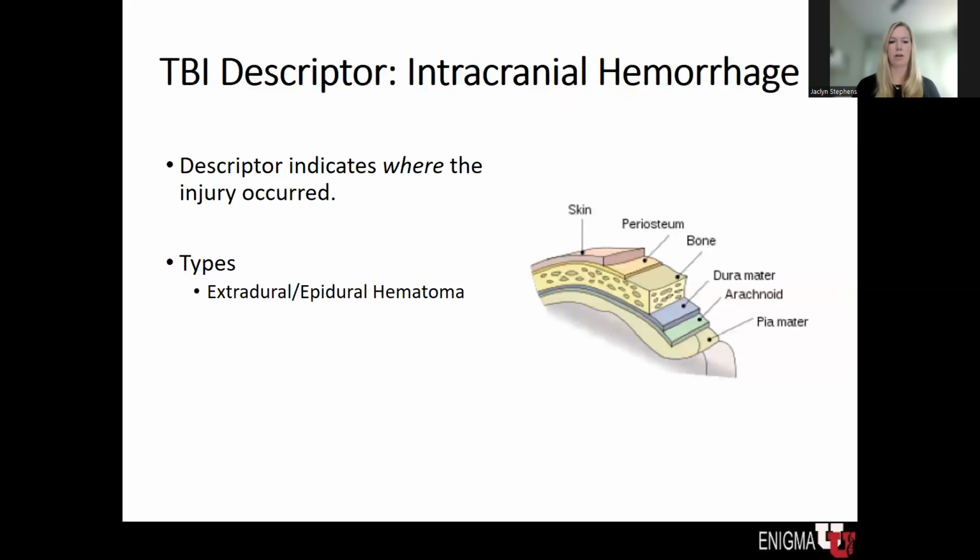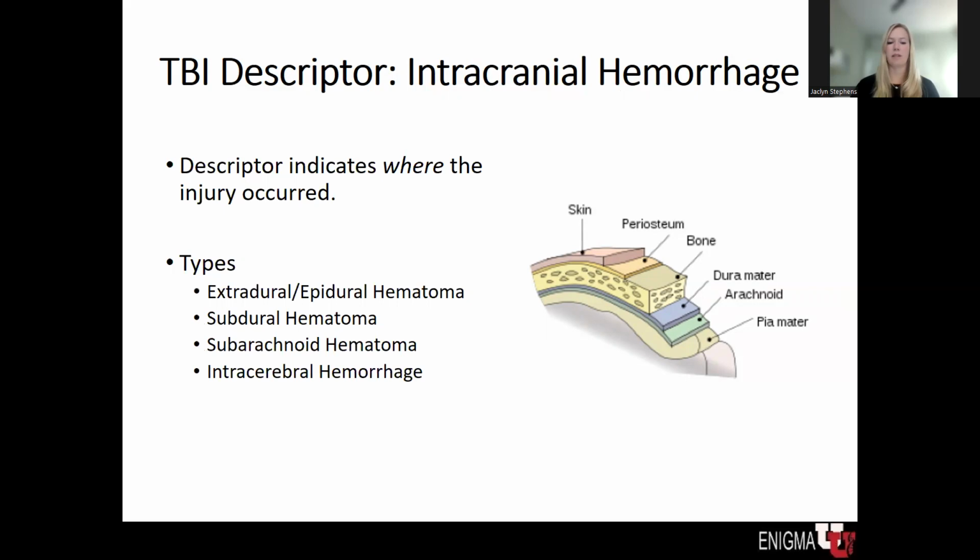The descriptor here will tell you a little more information about where the traumatic brain injury occurred. If it's an extradural or epidural hematoma, that means there's a blood clot above the dura mater. These tend to be less severe injuries, and people tend to recover from them better than the ones following. The subdural hematoma indicates that the blood clot is below the dura mater. A subarachnoid hematoma indicates that the blood clot is below the arachnoid layer. And finally, an intracerebral hemorrhage indicates that there is bleeding within the brain.